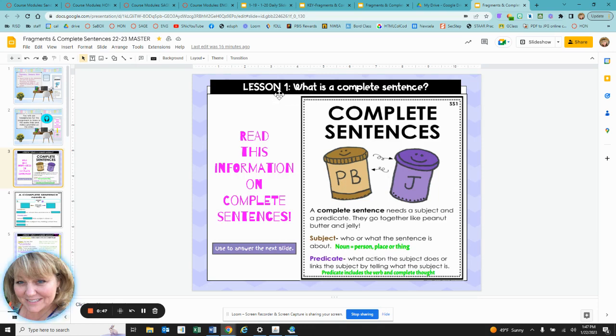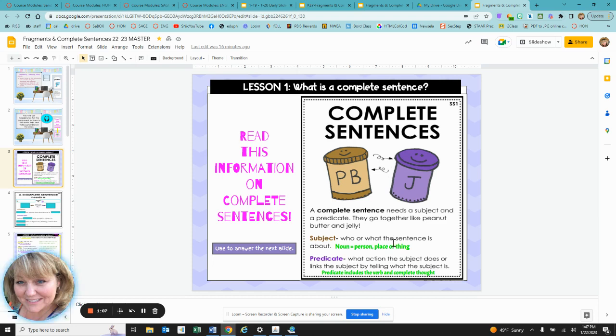So for lesson 1, what is a complete sentence? You're going to read this information on complete sentences, and then you'll use this to answer the next slide. So you kind of look over it. Complete sentences, peanut butter and jelly. A complete sentence needs a subject and a predicate. They go together like peanut butter and jelly.